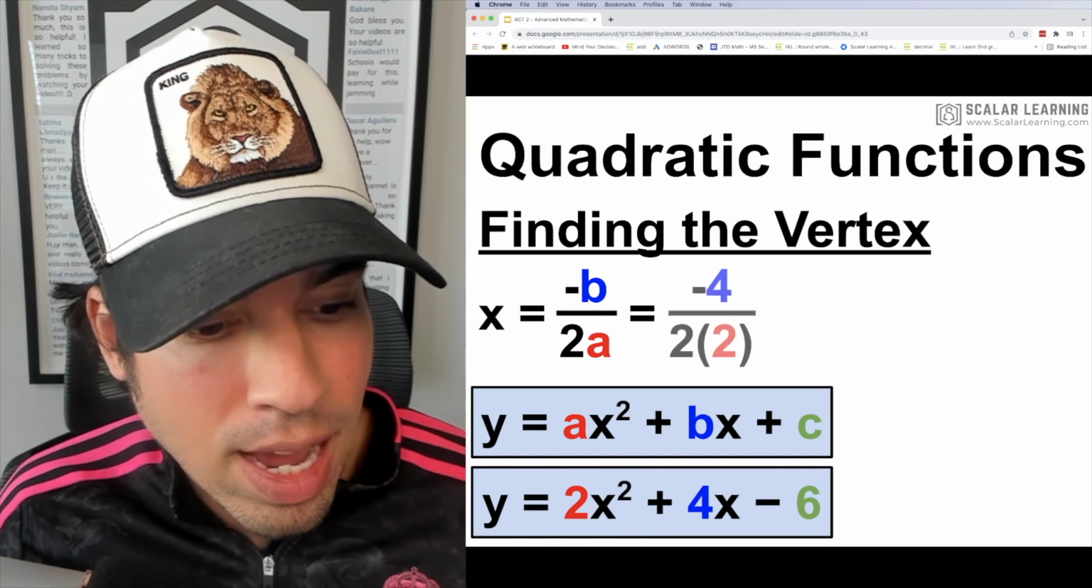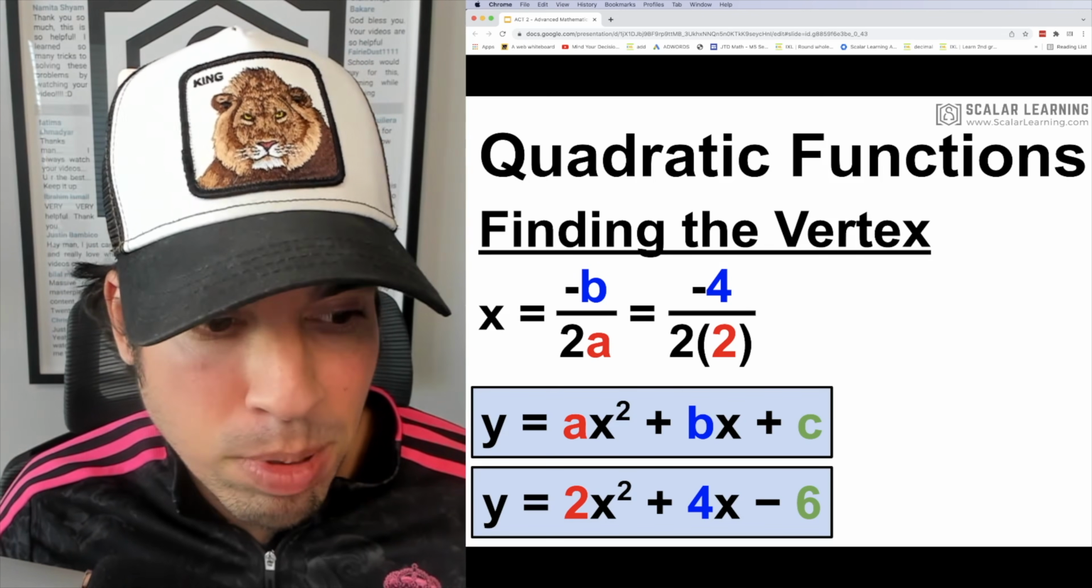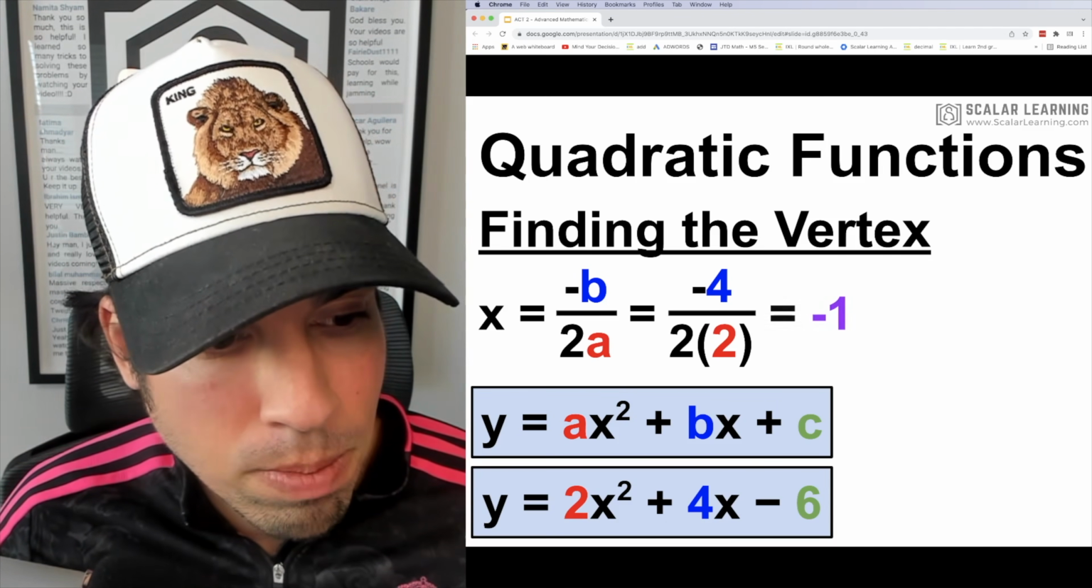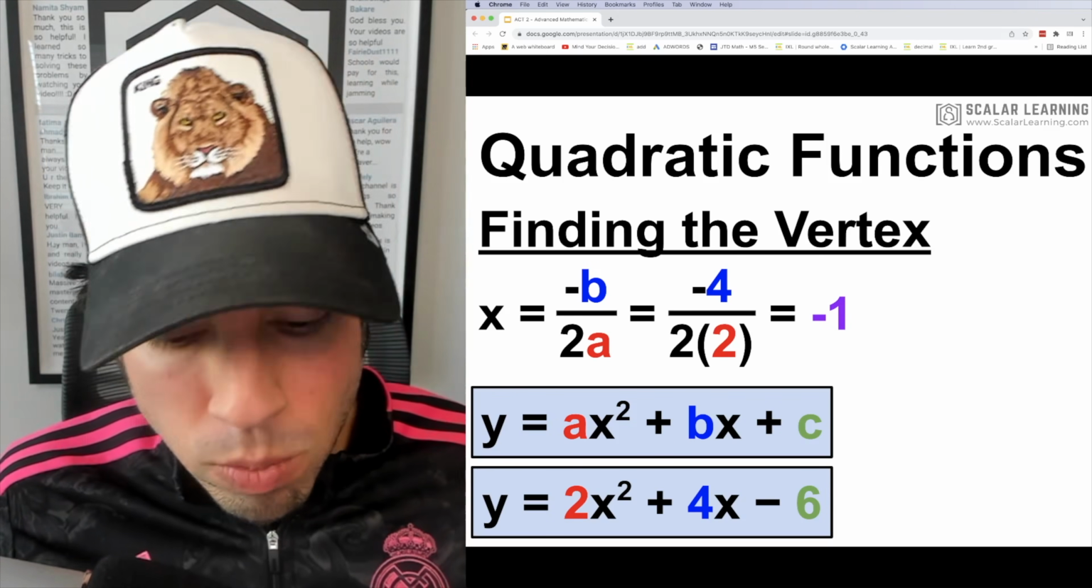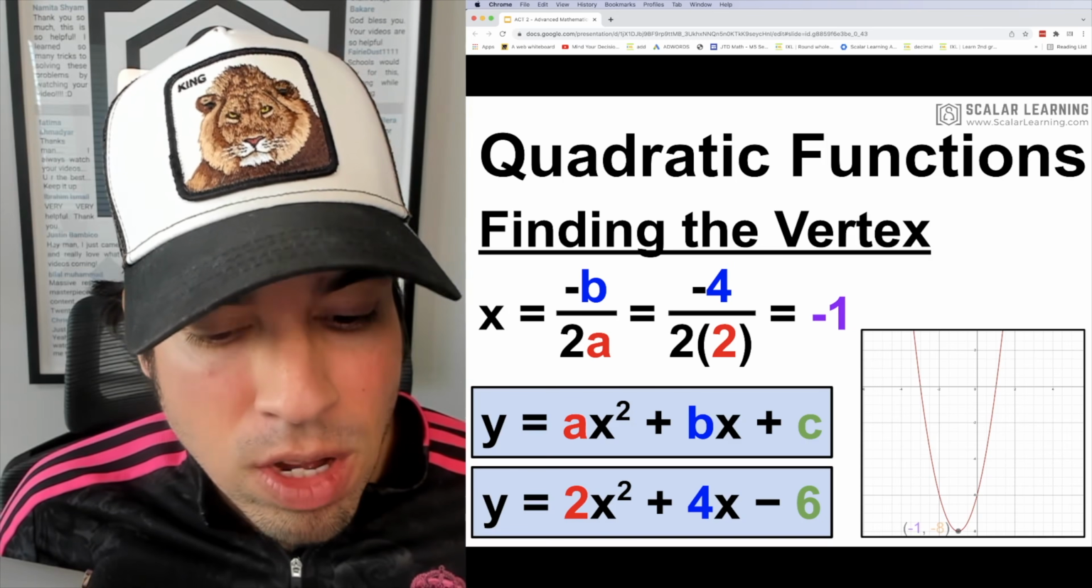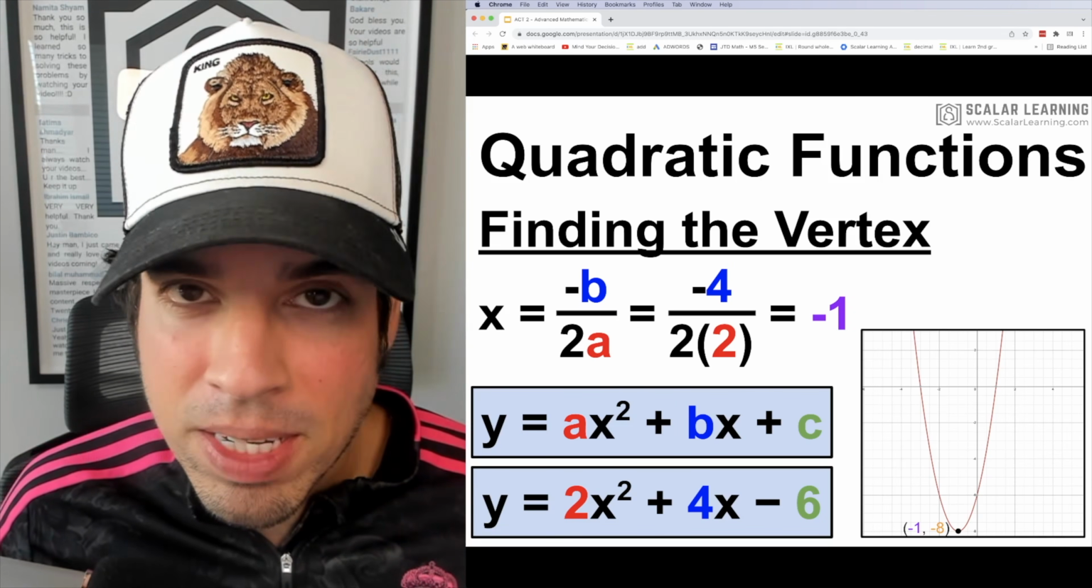So we're going to have -4, because it's a negative b value, over 2 times that a value of 2. And when we simplify it, we get negative 4 over 4, which is simply negative 1. And once again, as we saw before, this makes sense, right? Because we have a vertex at negative 1, comma, negative 8.